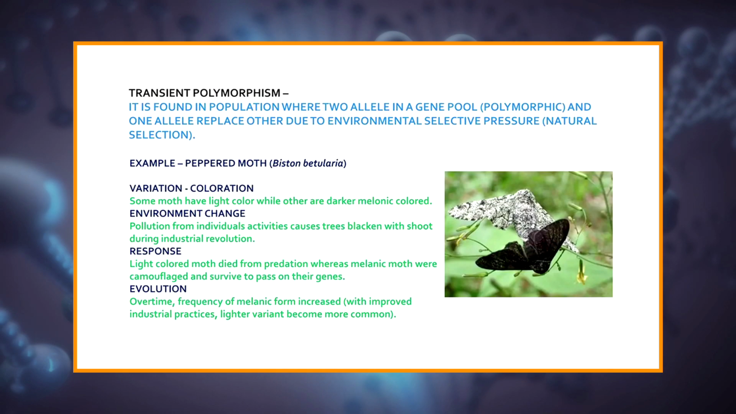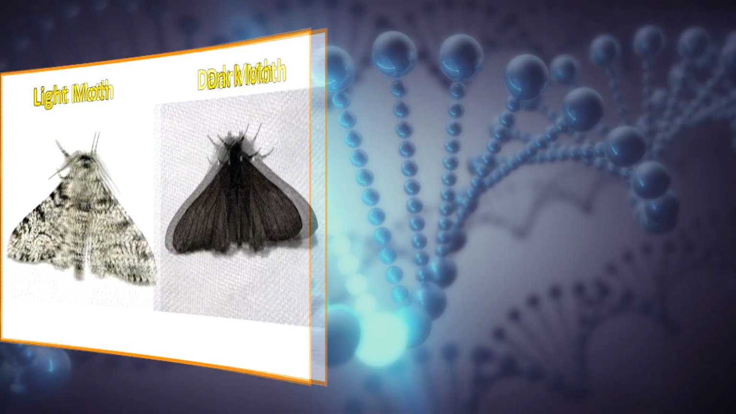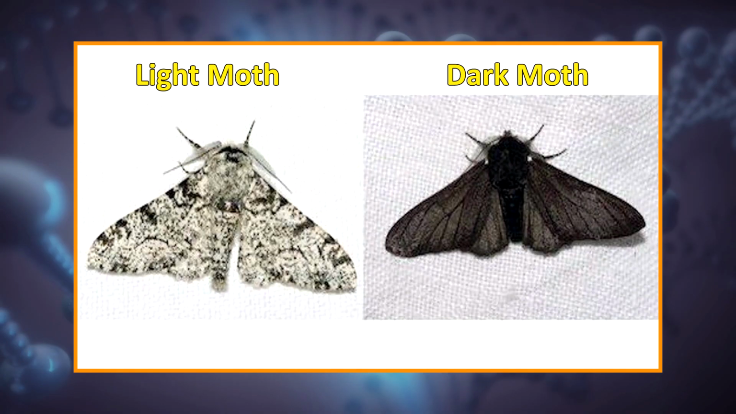As we know, transient polymorphism is a situation when there are two alleles in a gene pool and one allele is gradually replacing another. This is due to a strong environmental selective pressure causing directional selection to eliminate one allele. The peppered moth is a classical example of evolution in response to the environmental change, as already discussed. Actually, there are two types of these moths. One species has a light color while the other one is darker.